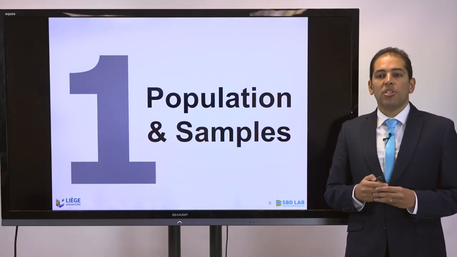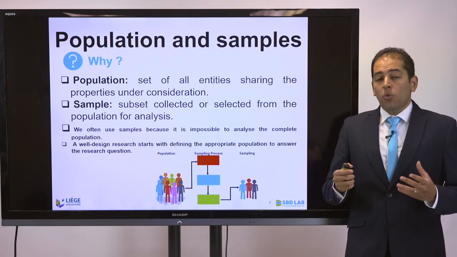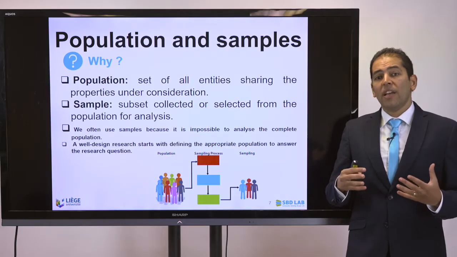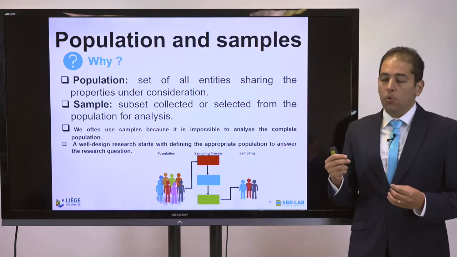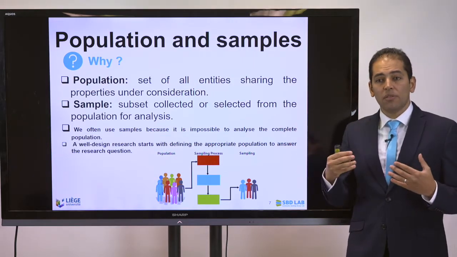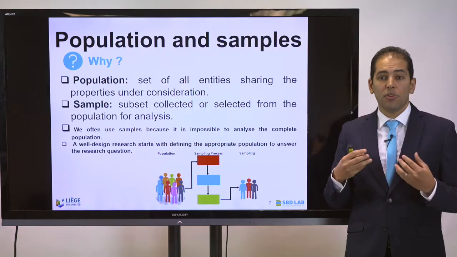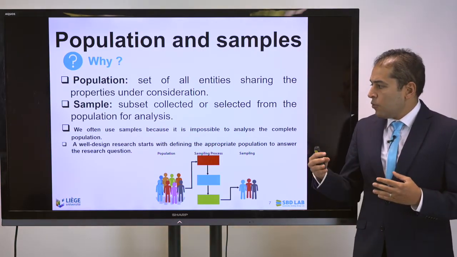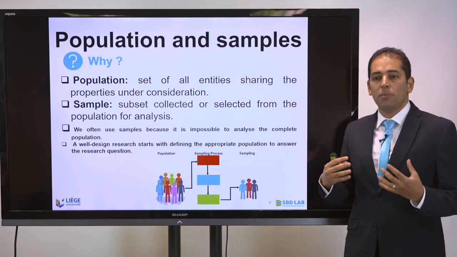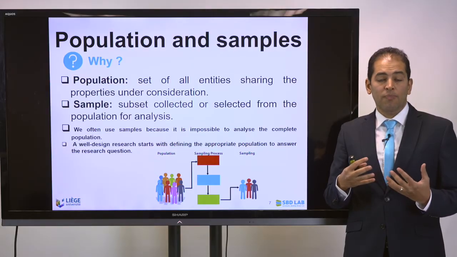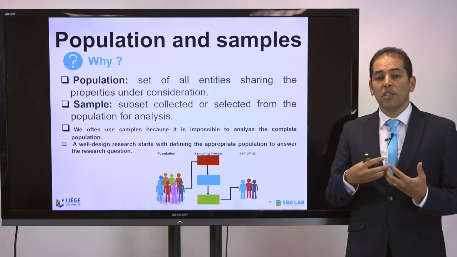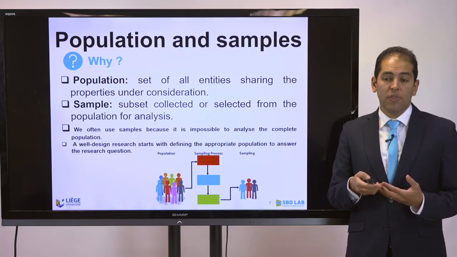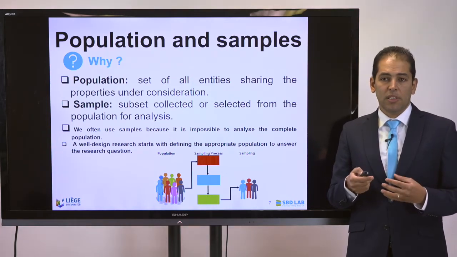Let's start with the population and samples. Well, what is a population and what is a sample? Population is a set of all entities sharing the properties under consideration, while a sample is a subset collected or selected from the population for an analysis. Now, why do we use a sample and not a whole of population? We often use samples because it's impossible to analyze the complete population. A well-designed research starts with defining the appropriate population to answer the research question. Therefore, we use the sampling techniques.